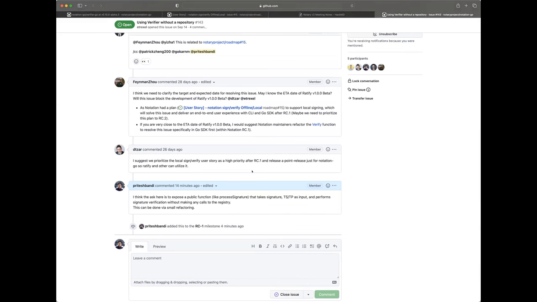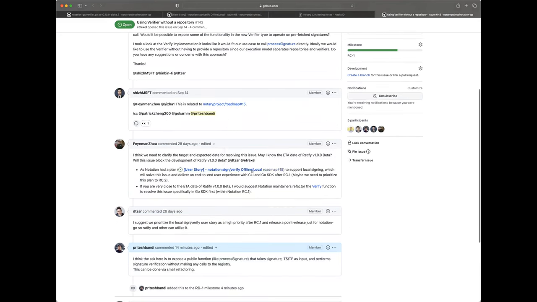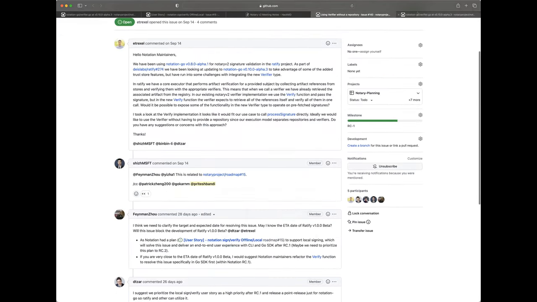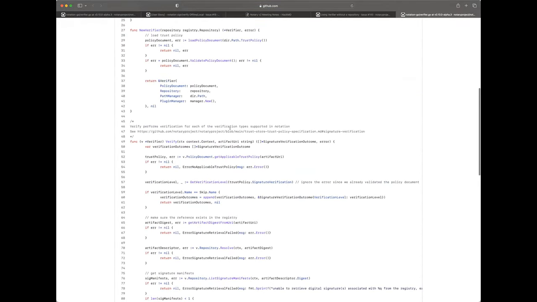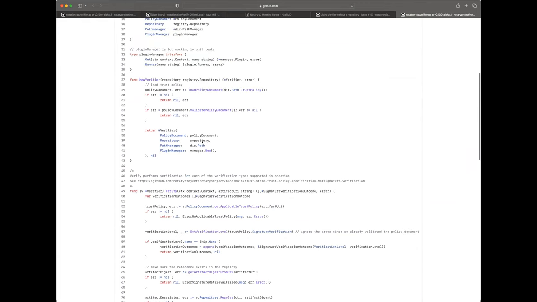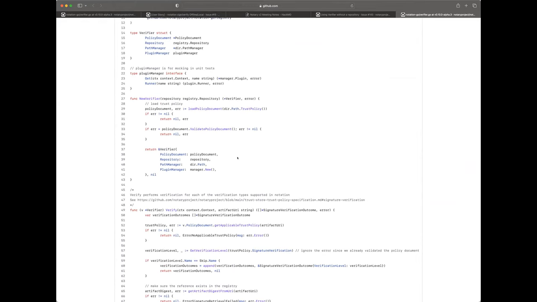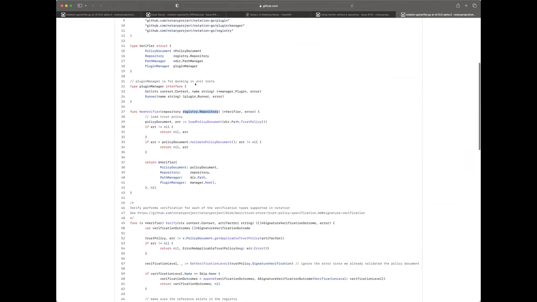Currently, the verifier constructor takes a repository interface. The developers can just have their own flavor of repository, which provides local signatures, and should be able to verify those signatures. Like on line number 14, you see the verifier object, right? Yeah, they can create a verifier with a local repository and use the same logic.